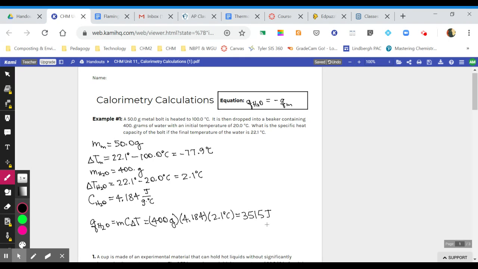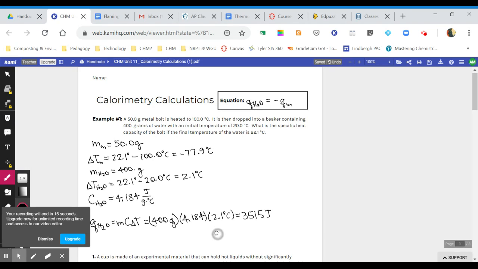So this amount of heat is the amount of heat that was absorbed by the water. And we're also going to have to then say that because the amount of heat absorbed by the water is equal to the amount of heat released, that then the Q of the metal is going to be negative 3,515 joules.